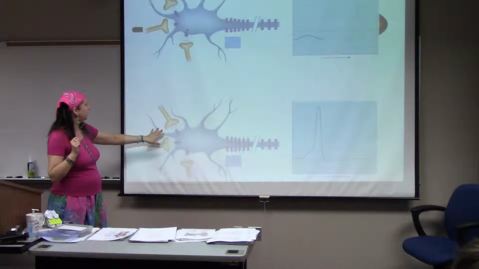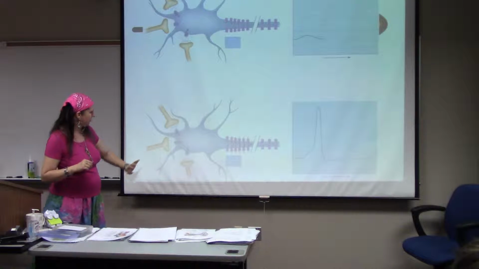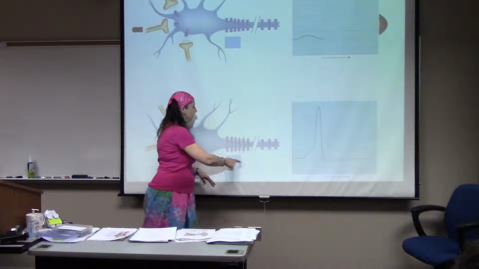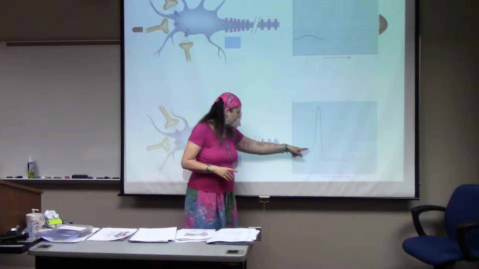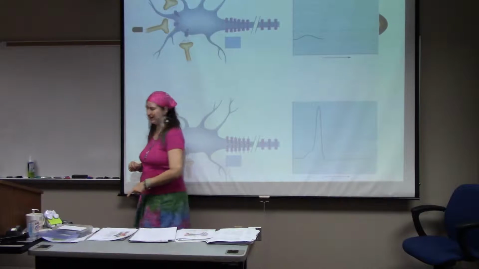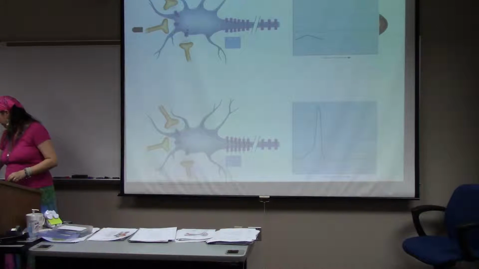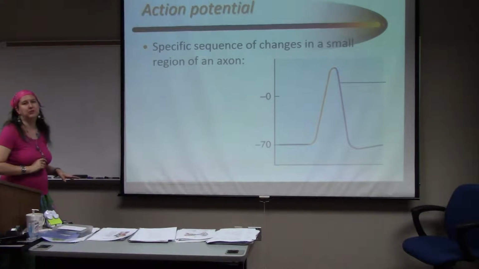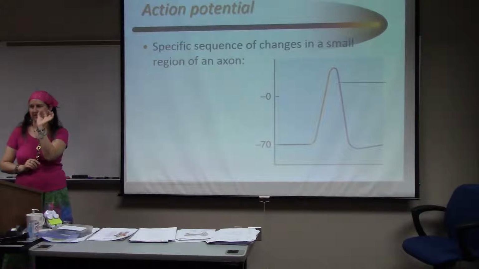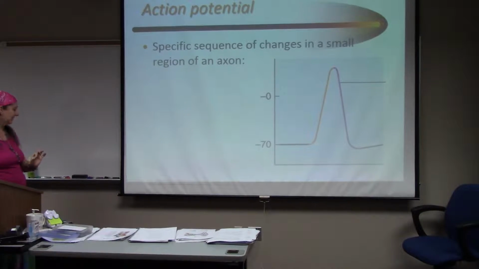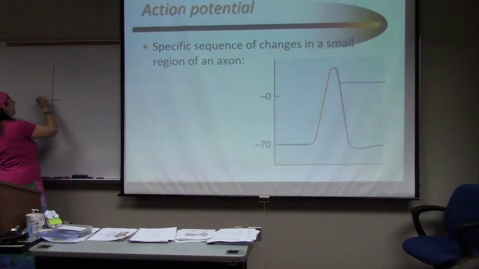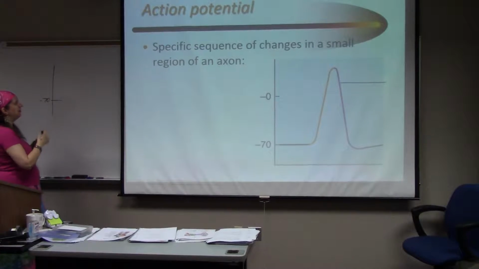In this one, it's getting a stronger stimulus. That depolarizes the trigger zone enough to reach that threshold. Then this big spike is the action potential. So here's what you'll see in an action potential. In one little region of the axon, you'll see this specific pattern of changes to membrane potential.